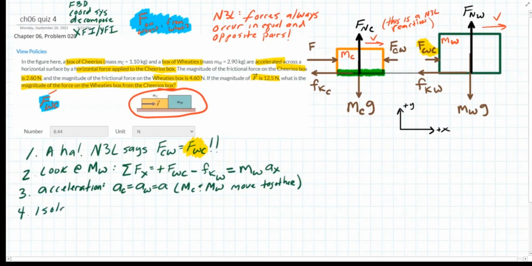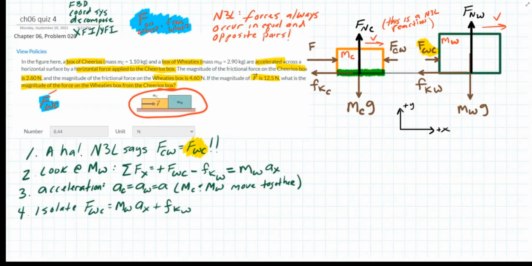Isolate FWC, because that is my dollar sign. FWC, the force on the Wheaties from the Cheerios, is the dollar sign. So I have FWC equals mass of the Wheaties times acceleration A sub X plus FKW.